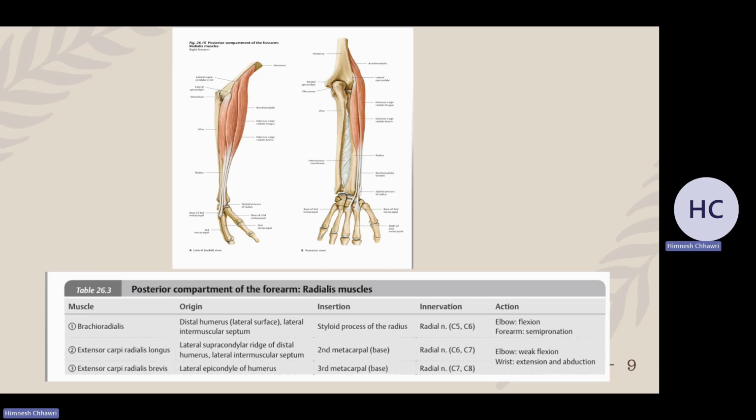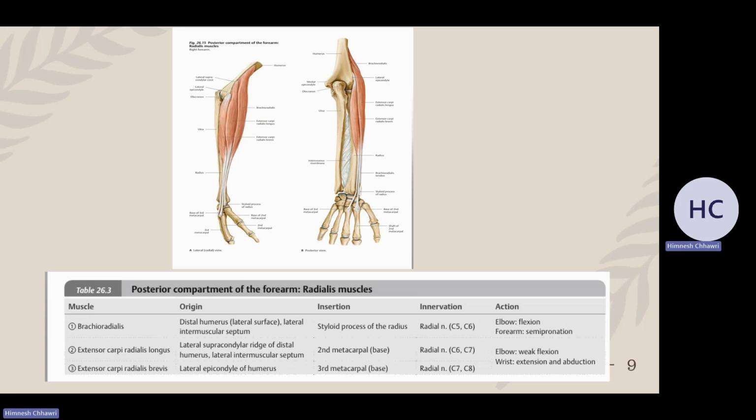Innervation: lateral and posterior compartment by the radial nerve. Then we have the extensor carpi radialis longus before brevis. Longus means longer and brevis means shorter. Brevis is shorter. Okay.